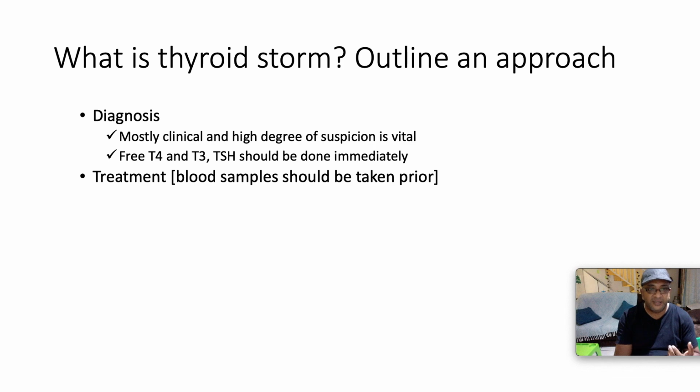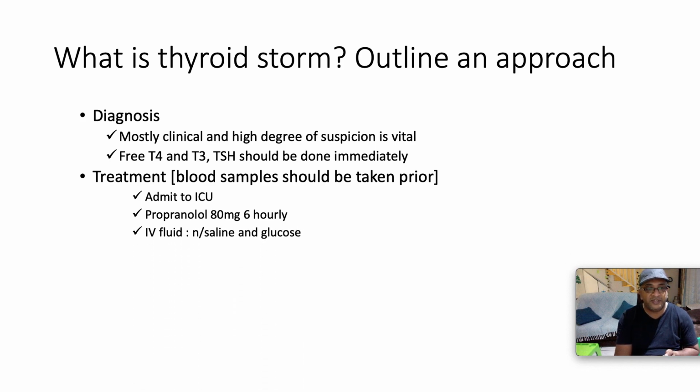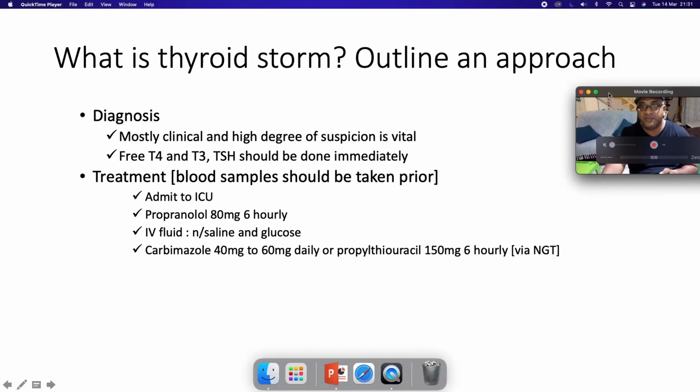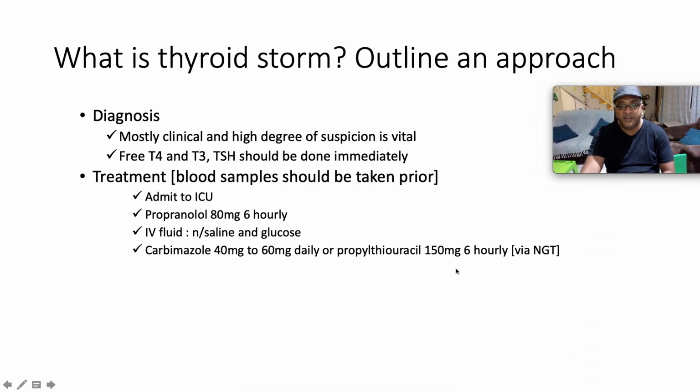How do we treat this? Obviously, we take our samples beforehand. Then you want to admit to intensive care unit. You can give a beta blocker, and then we have propranolol, 80 milligrams 6 hourly, by a nasogastric tube if the patient is not swallowing. Intravenous fluid in the way of normal saline or dextrose saline. Carbimazole, the dose is 40 to 60 milligrams daily, or propylthiouracil, 150 milligrams 6 hourly via nasogastric tube, once again if the patient's obtunded and not able to swallow.